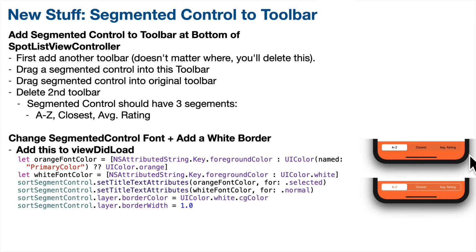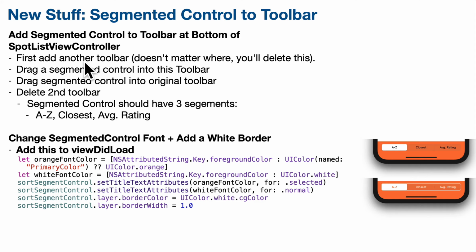segmented control. It's going to have 3 segments or buttons within the control. This is going to be used to sort the spots or the restaurants in our table view. Now the thing that makes this tricky is it's tough to add a segmented control to a toolbar that's part of a navigation controller. But I'll show you how we do this.